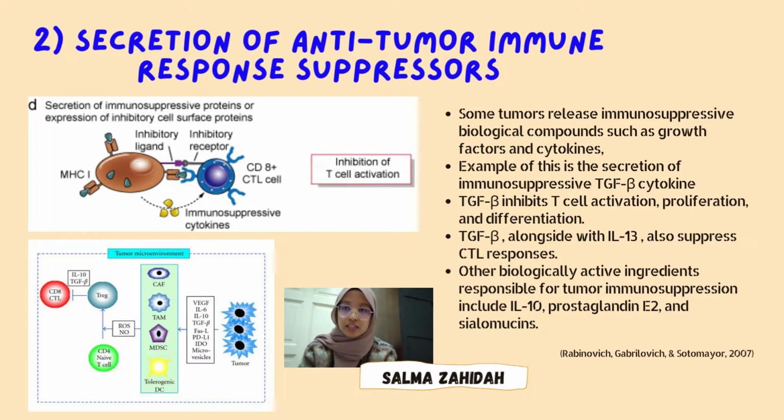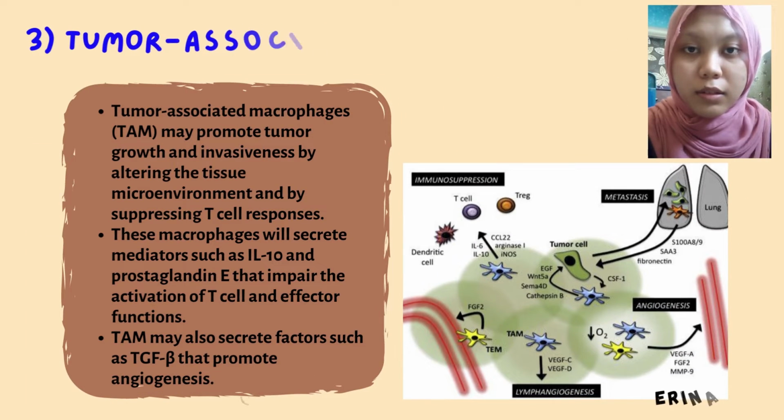Other such compounds also exist, such as interleukin 10, prostaglandin E2, and also chemokines. Not only T cells, these compounds also target other immune regulators, such as cancer-associated fibroblasts, tumor-associated macrophages, myeloid-derived suppressor cells, and also dendritic cells.